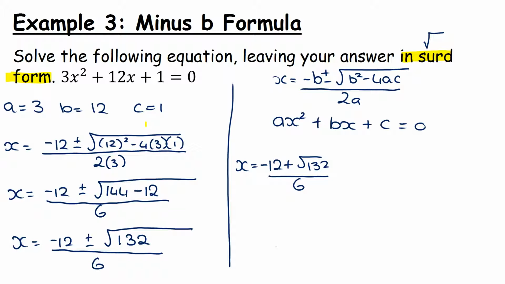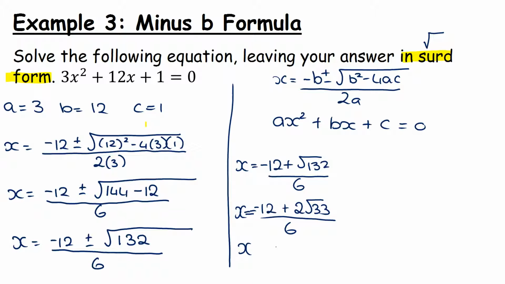So instead of putting this into our calculator to get the answer in decimal points, you have to remember that they've asked it for us in surd form. So if we look at this, we get x equals minus 12, and root 132 actually simplifies to 2 root 33, and that's still over 6. And that can be simplified a little bit more.